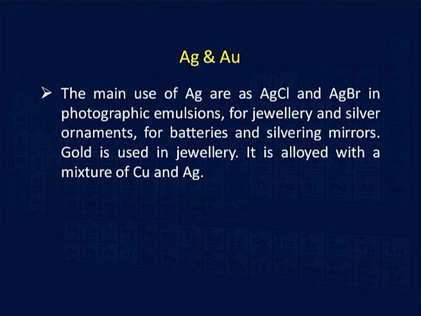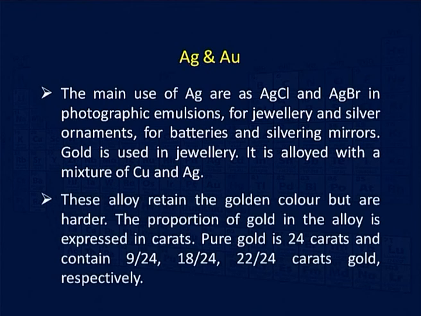Gold is also one of the important metals for jewelry and for ornamental purposes. It is alloyed with a mixture of copper and silver. As you know, pure gold is 24 karat, but gold having a lower carat, namely 18, 22 or even 9 carat, is also known. The meaning of which, as you are aware, is that 18 karat gold means 18 parts by weight is pure gold and the remaining 6 parts by weight is either copper or silver.